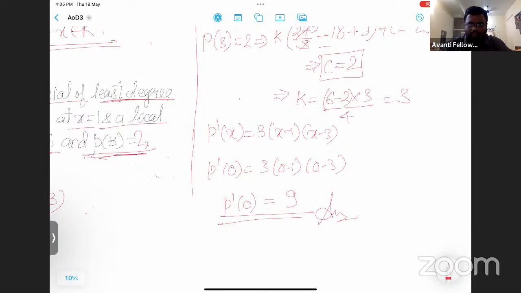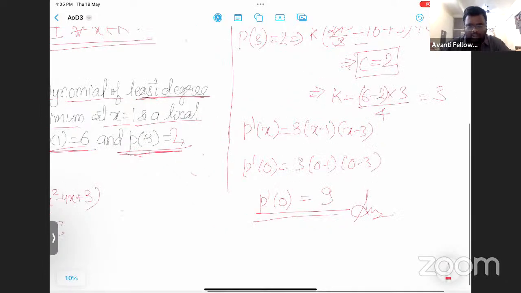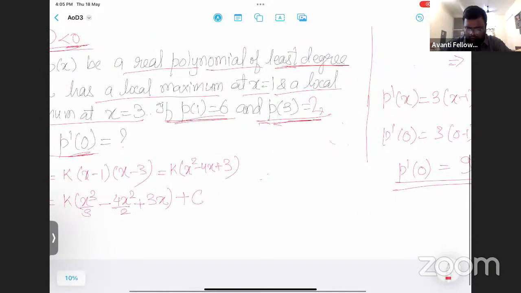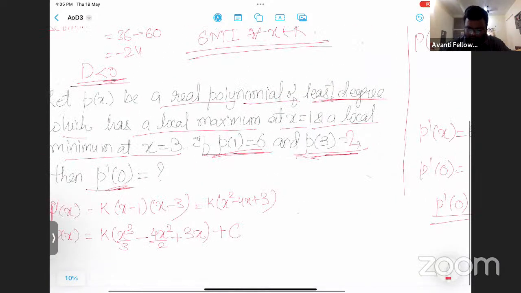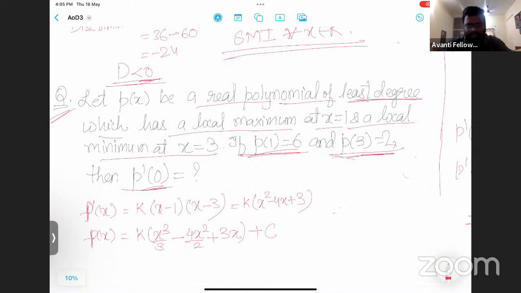Clear? This was an easy question, right? We just need to assume that p dash x is k times (x minus 1)(x minus 3). It's already mentioned it's a function of the least degree, so take the least possible degree that is possible. So (x minus 1)(x minus 3). Since these are the points of maximum and minima, the function's derivative will be 0 at these points, and so k times (x square minus 4x plus 3). P(x) is equal to k x cube by 3 minus 4x square by 2 plus 3x plus c, this is after integration.